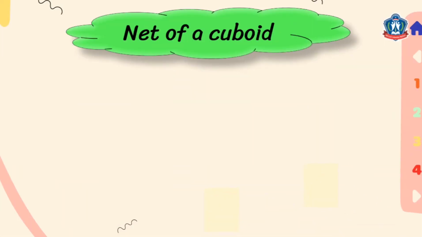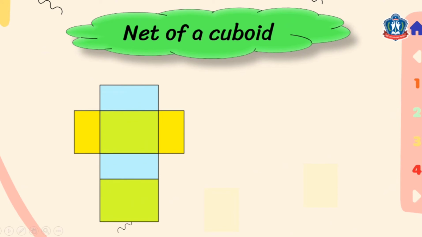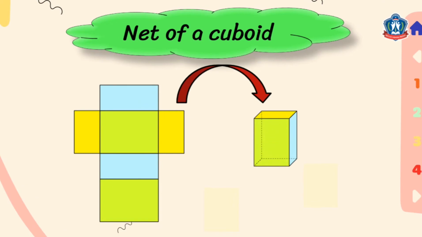I have here a net of a cuboid or a rectangular prism. Here, it consists of 6 rectangles of different sizes. See, if we fold this net, it will make a cuboid. Can you make another net of a cuboid in a different arrangement?